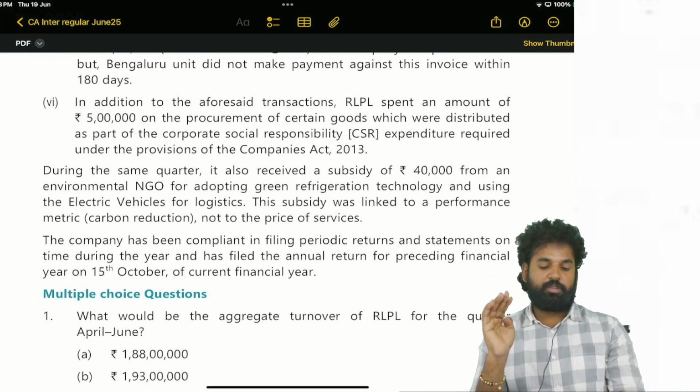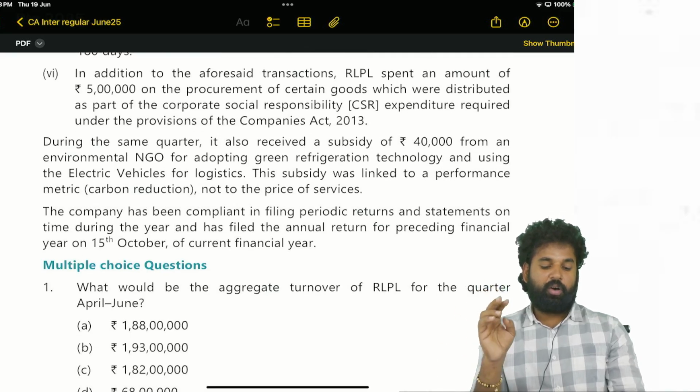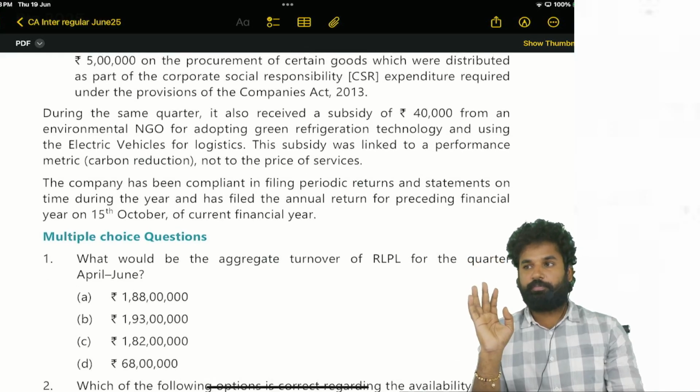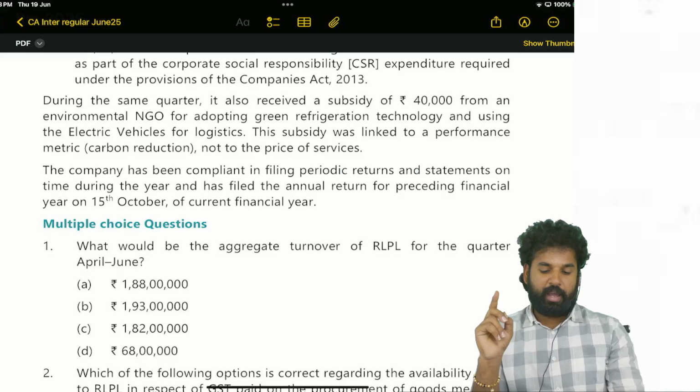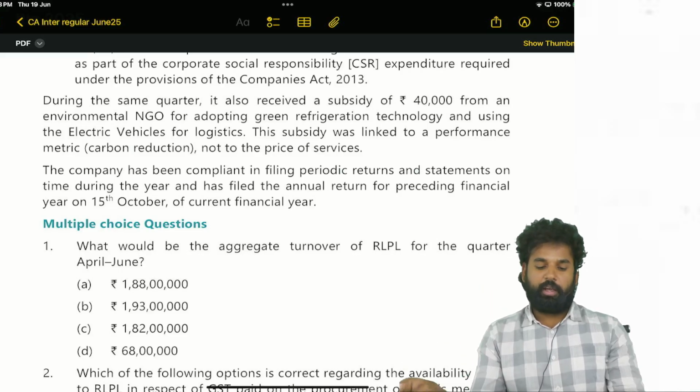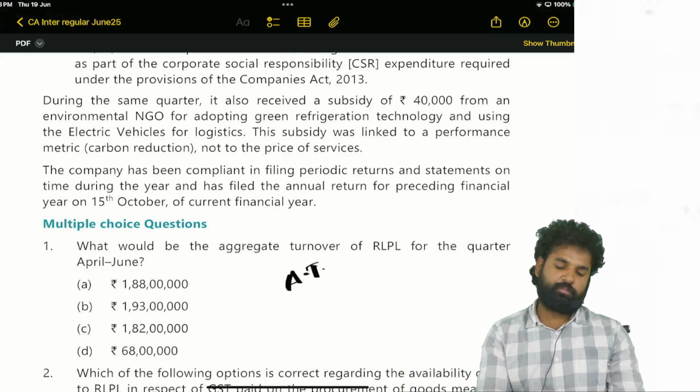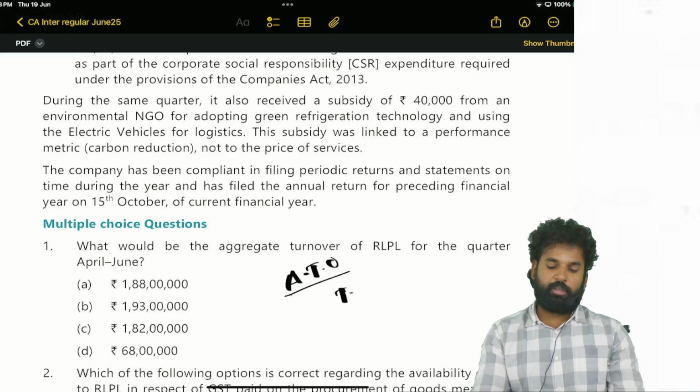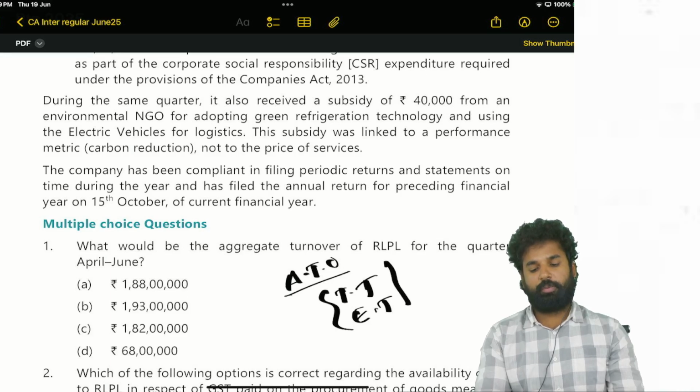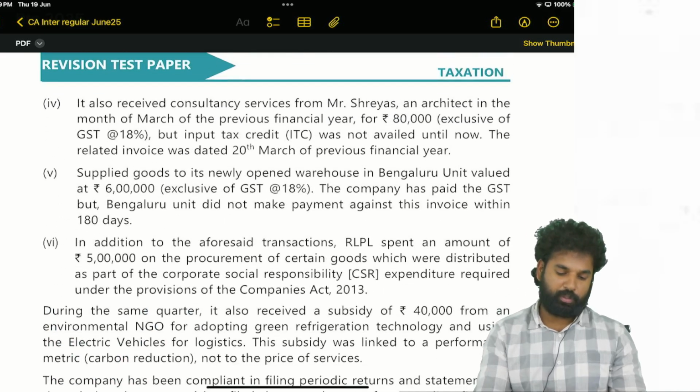Okay, company has been compliant in filing periodic returns and statements on time during the year, and has filed the annual return for preceding financial year on 15th October of the current financial year. Okay, right. So what would be the aggregate turnover for the quarter April to June? Aggregate turnover. Aggregate turnover means, what is the definition? Taxable turnover, exempt turnover. All that has to be taken. Interstate, intrastate, exempt, everything. Okay, you tell me.